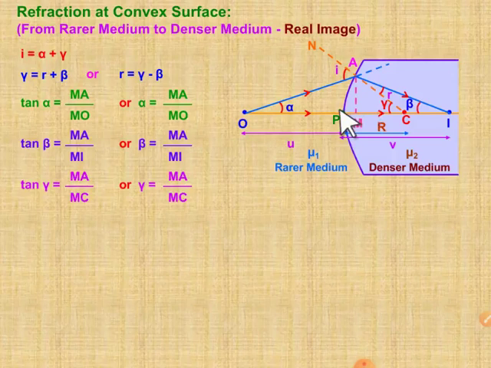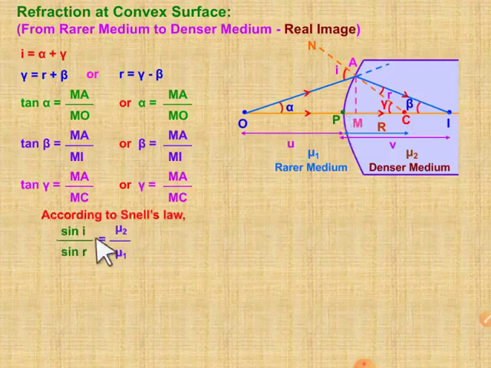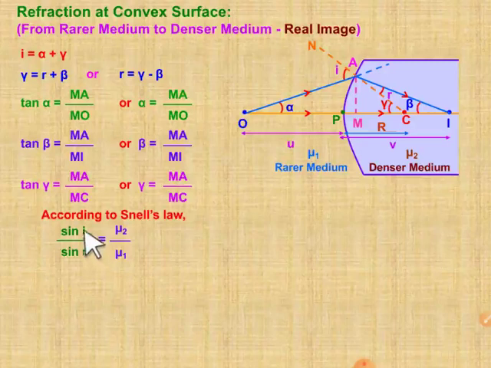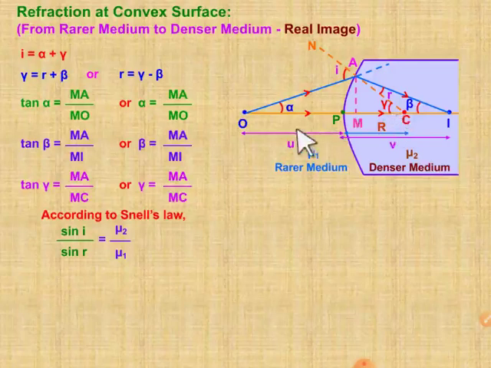Now let's try to find the sine of the angle of incidence to the sine of the angle of refraction. That means Snell's law, which in the laws of refraction I told you we have already done. The sine of the angle of incidence to the sine of the angle of refraction always bears a constant, and that constant we call the refractive index of the second medium with respect to the first, and it can be written as mu2 by mu1.